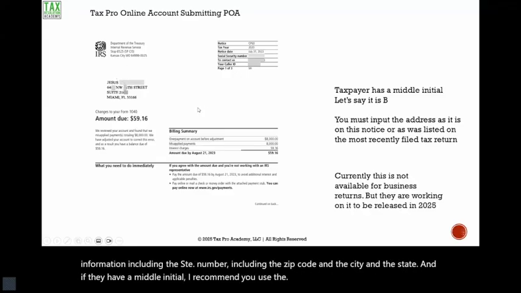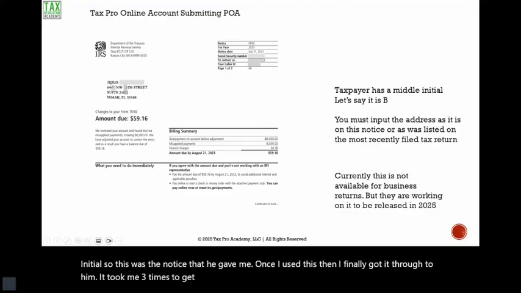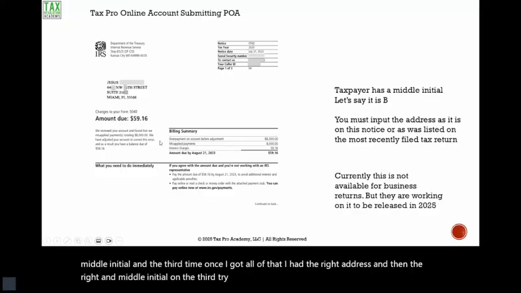So this was the notice that he gave me. Once I used this, then I finally got it through to him. It took me 3 times to get it right. One, I had the wrong address. Second, I didn't have the middle initial. And the third time, I had the right address and the middle initial. On the third try, it was finally accepted and he was able to accept it and I got instant access. So it does work.